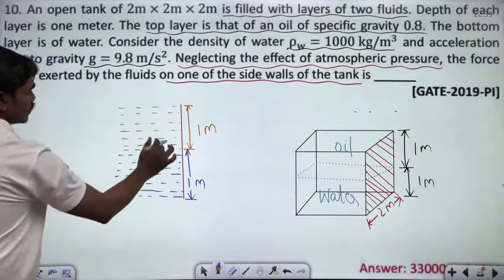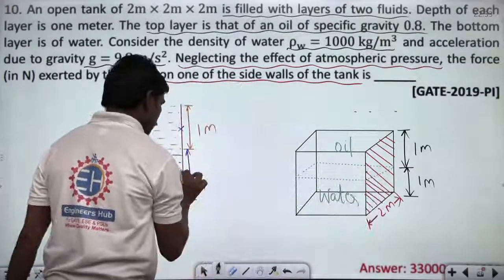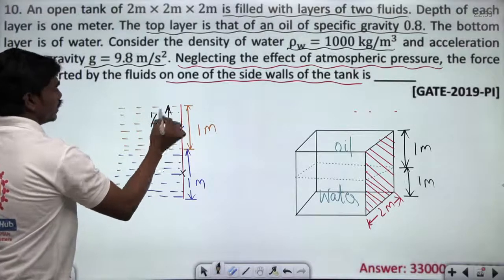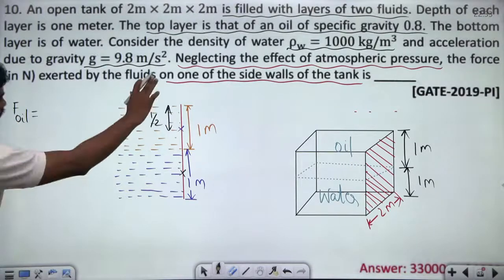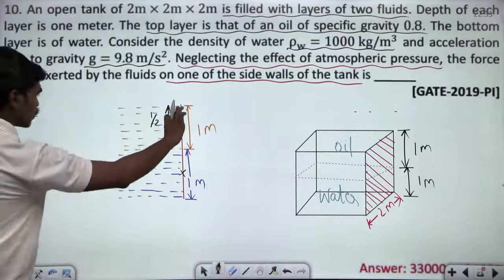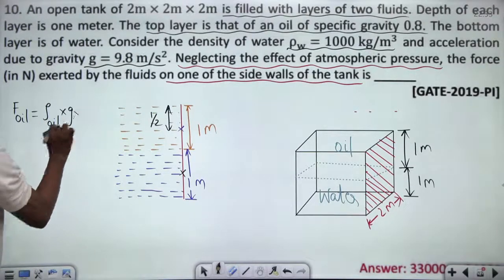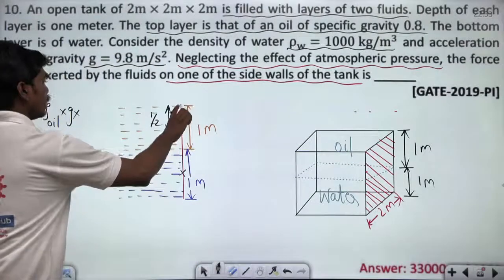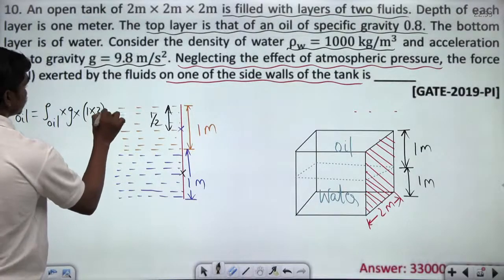Correct. If this is 1 meter, the centroid of this lies here, and the centroid of this portion also lies here. So this height is 1/2 meters, and this is at some different height. If I want to write the force exerted by the oil on this surface, this much portion is in contact with the surface. So the force because of this oil on this plate is equal to density of oil into g into the area of the plate in contact with oil. Initially 1 meter depth is filled with oil, so 1 meter into the thickness of the plate, which is 2 meters, so 1 into 2 into h bar. This h bar is 1/2.